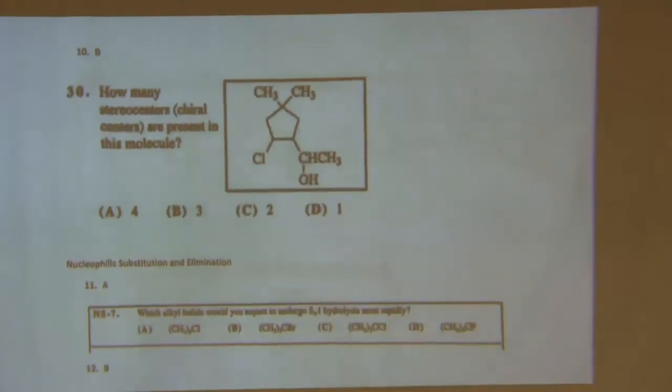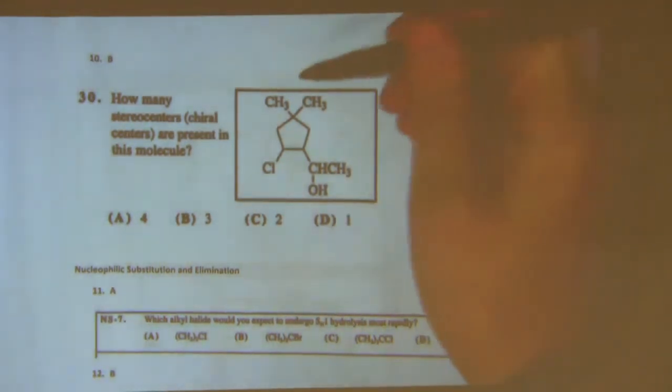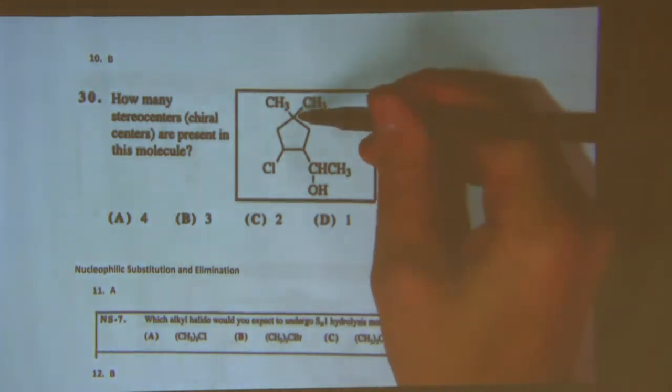So this one is just asking how many stereocenters or chiral centers are present in this molecule? That's what I was just talking about. We have to pick the different chiral carbons, the different carbons that have 4 different priority groups. So, is this one a chiral center?